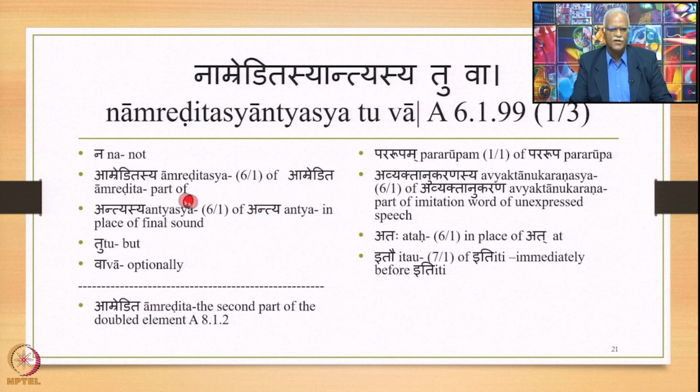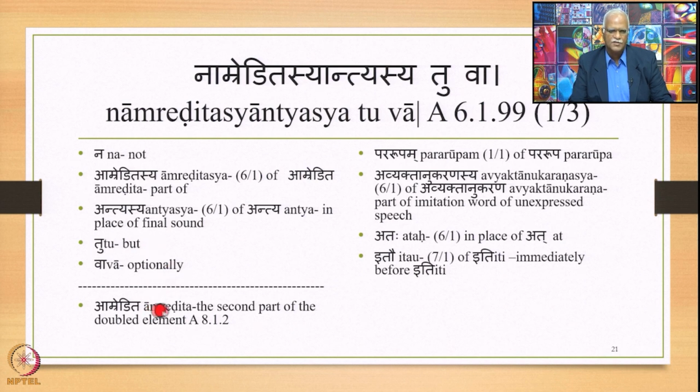So the first word is na, which is negation, which means not. Amreditasya is 6/1 of amredita, meaning part of amredita. Antyasya is 6/1 of antya, which means in place of final sound. Tu means but, va means optionally.